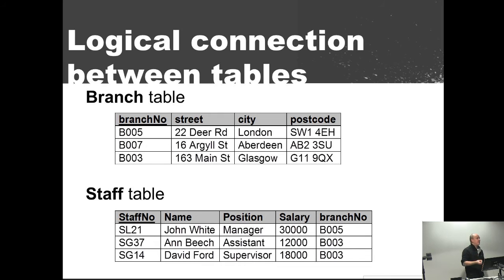So it's about consistency and not duplicating information. There are many people working in that branch in London. We just write it once. And that branch is represented by a primary key, and we just use that primary key to link that data from another table. So that's the concept of relational databases: independent tables that are connected through primary keys. Yeah?